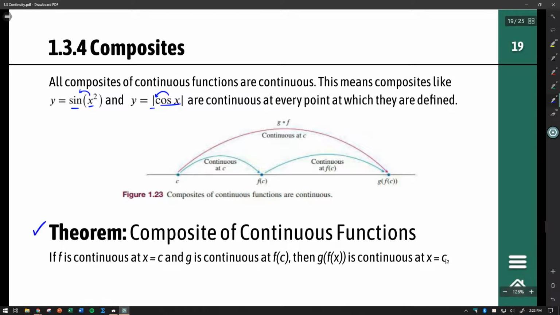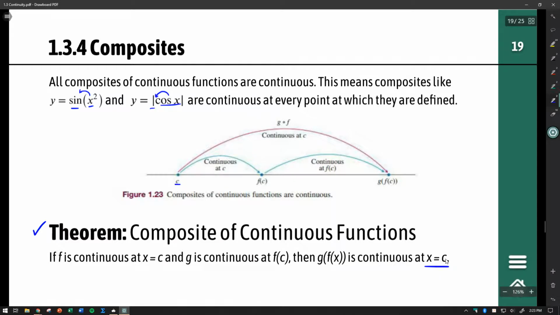So the formal rule or theorem goes like this. If f is continuous at x equals c and g is continuous at f of c, then the composition g of f of x is continuous at that constant. And the diagram above explains it pretty well.